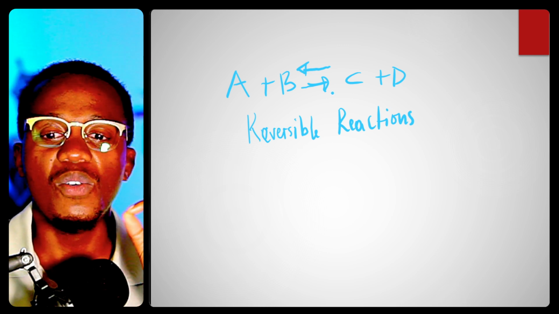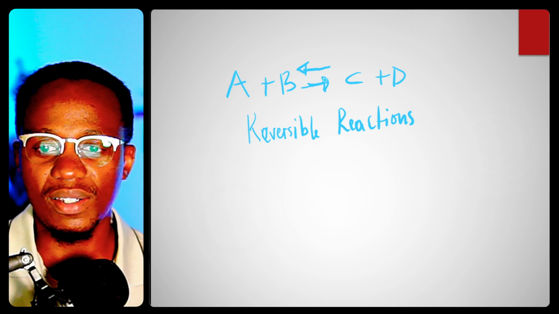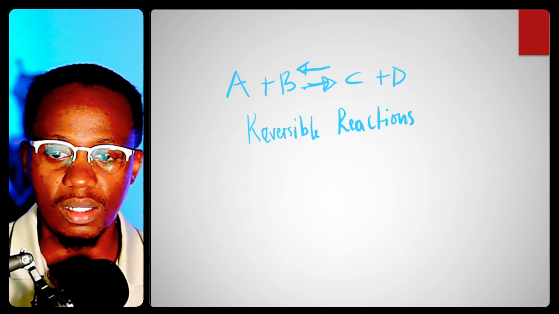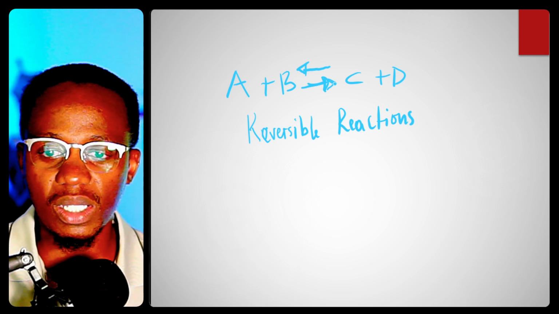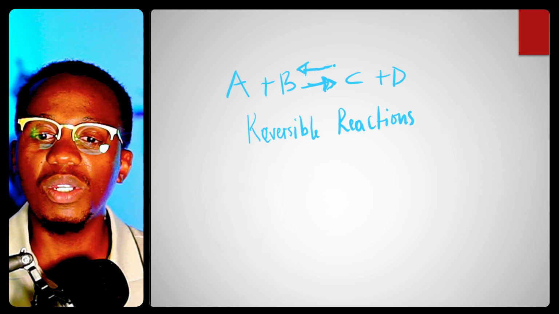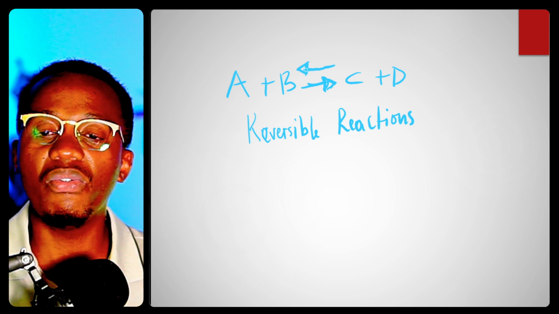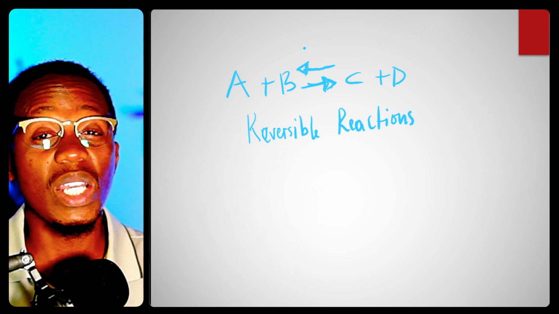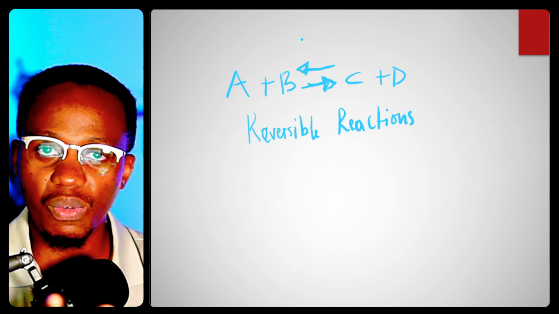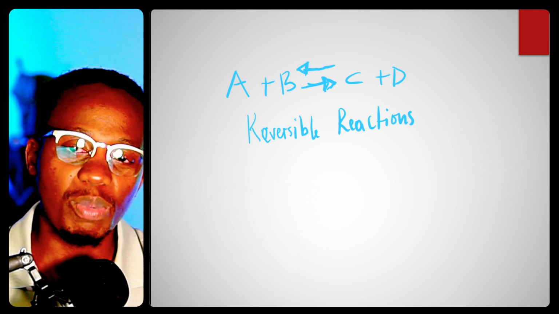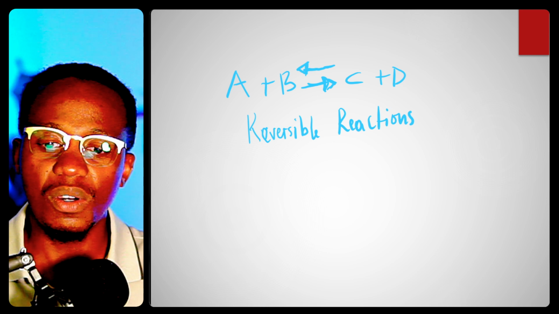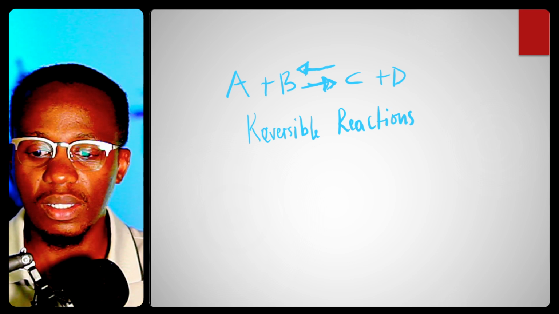when the rate, we now know about the rate, which is the speed, right? The speed of A plus B giving C plus D, right? When the speed of the forward reaction is equal to the speed of the reverse reaction, that's when we reach equilibrium. We reach equilibrium when the speed of the forward reaction is equal to the speed of the reverse reaction. So that is what we're going to talk about today.